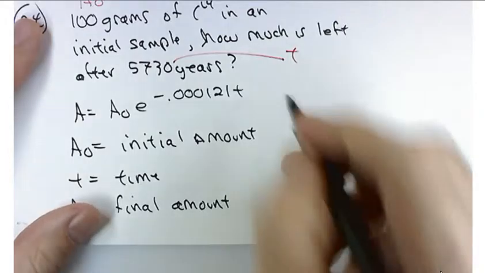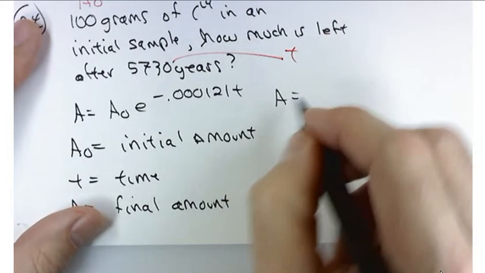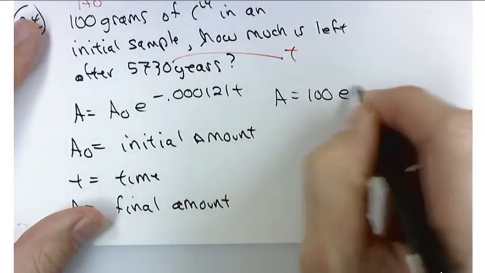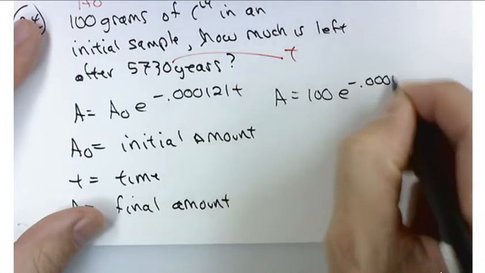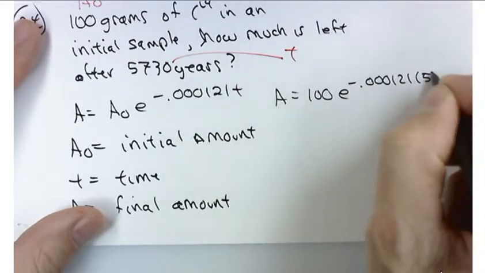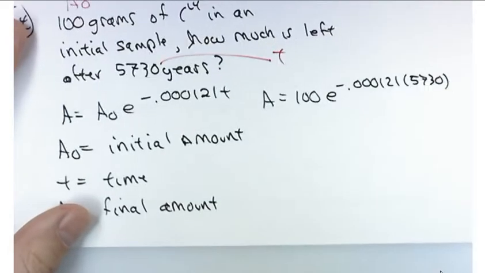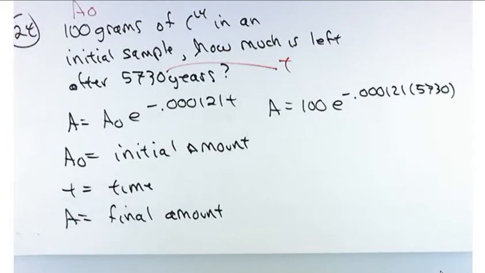So overall, it should look like this. Our final amount is 100 times e to the negative 0.000121 times 5,730. Now what I want you to do is calculate this on your calculator before I do, and round off your result. It should round to something interesting and suggestive about the problem and the nature of carbon-14 dating.